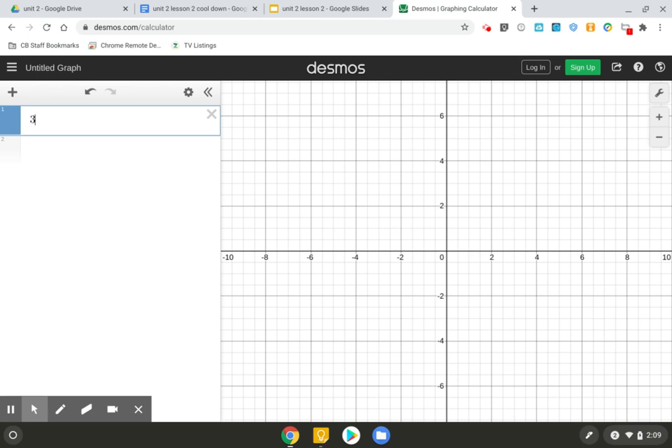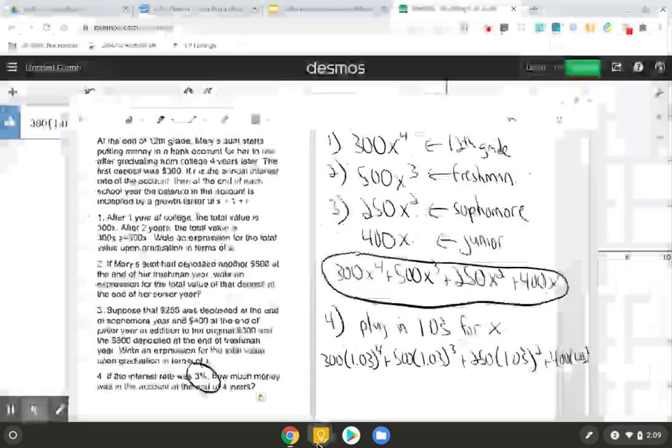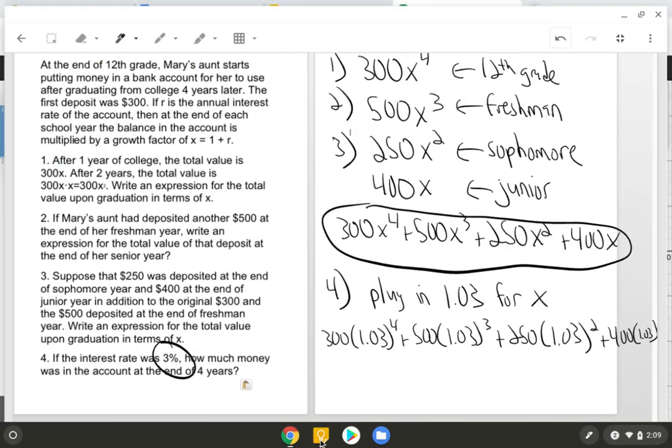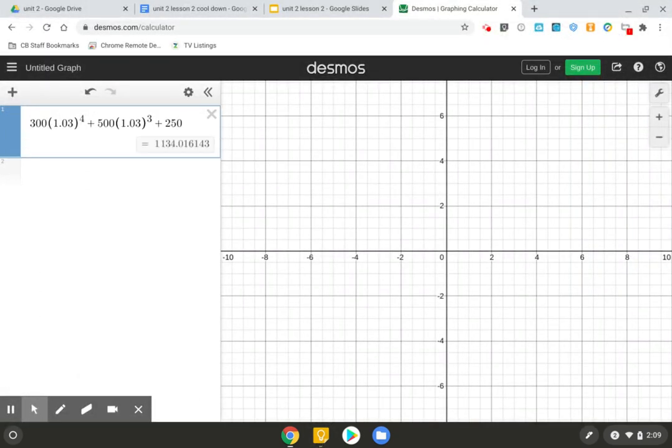So 300 times 1.03 to the power of 4 plus 500 times 1.03 to the power of 3 plus 250 times 1.03 to the power of 2 plus 400 times 1.03. Okay, and I put that in, I get this answer right here.